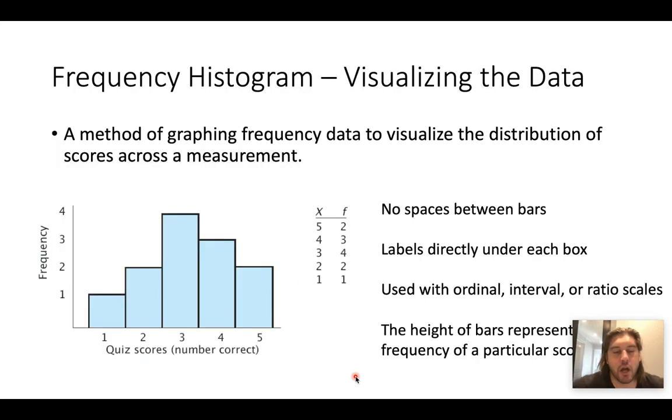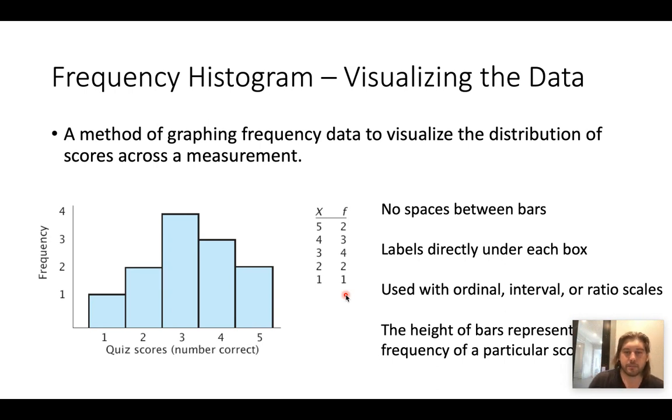Okay, so we're going to move forward with 2 new ways to visualize data. The first is called a frequency histogram. This is basically taking a frequency table like we've created before, turning it on its side, and making it into a bar graph, essentially. That's the best way to explain it.